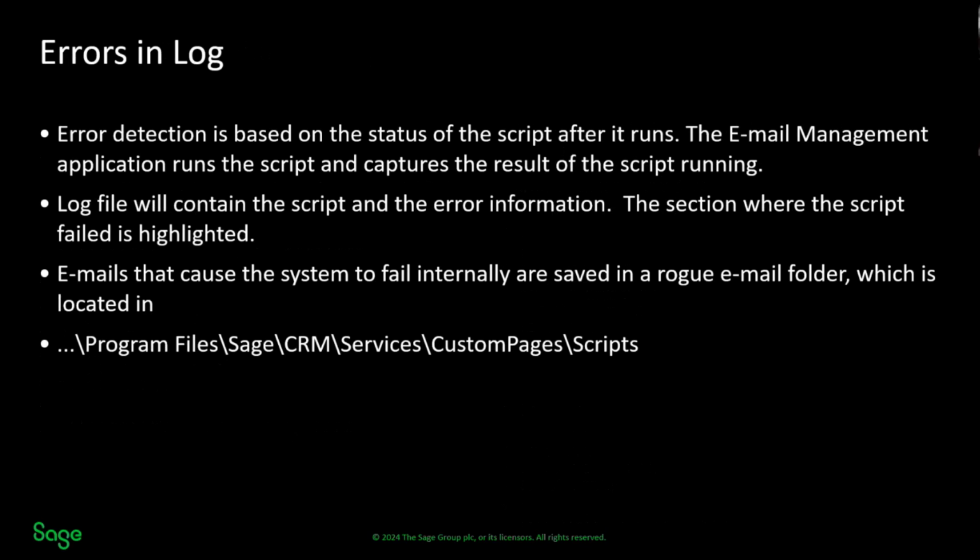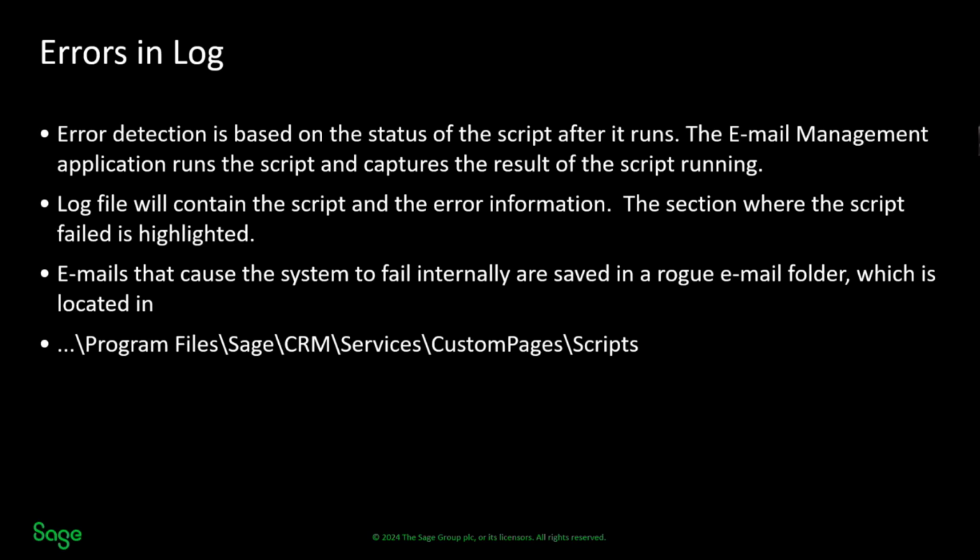And when errors occur, the script that has caused the error is thrown out into the log as well. So the log file will contain the script and the error information, and the section where the script has failed would be highlighted as well. Now, if there has been an issue with any email problems, there is a rogue email folder as well that you can investigate, which you find down underneath the script area.